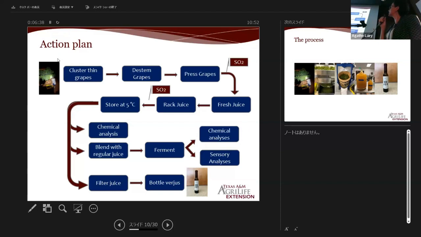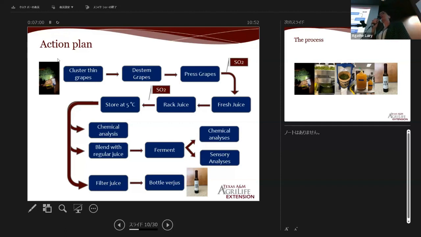So this was the action plan: cluster thin the grapes, destem, press, obtain the fresh juice, then let it settle for a little bit, rack it, store it at 5 degrees Celsius. And then we ran chemical analyses on the juice itself. Then we blended, so we had our proper trial, the acidity enhancement trial here.